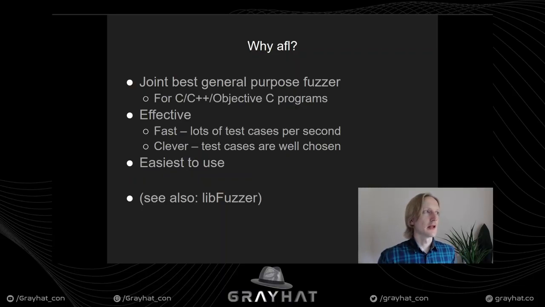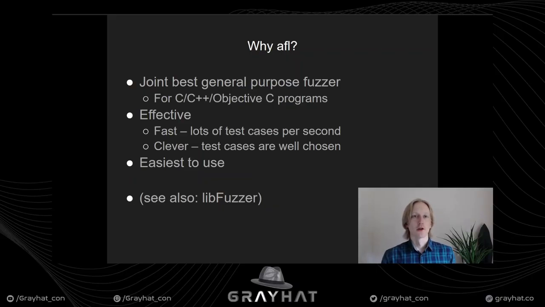So what does effective mean for fuzzers? It means it's fast. That's a critically important attribute for any fuzzer, is how many test cases per second it can run for a given target. And it's also clever, so it picks its test cases to run against the target with a very cunning algorithm. And it does that trade-off pretty well. Speed is sort of supreme when it comes to fuzzing, but if you can pick your test cases well as well, then great. And then easy to use is really important, especially if it's your first fuzzer that you want to use. And AFL really shines at that.